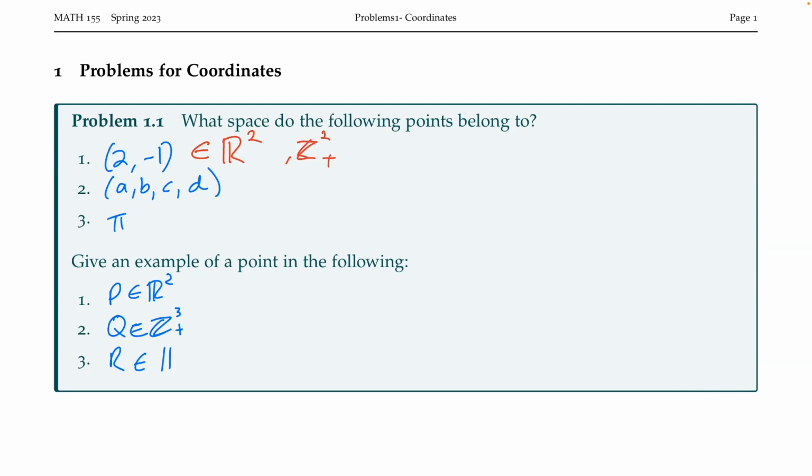If a, b, c, and d are all real numbers, this is just going to be R4 because there's 4 of them. Pi, well, pi is just by itself. This is just in the real numbers.